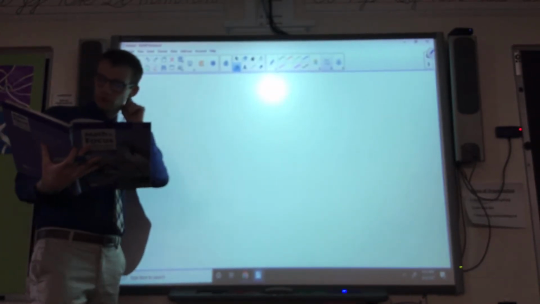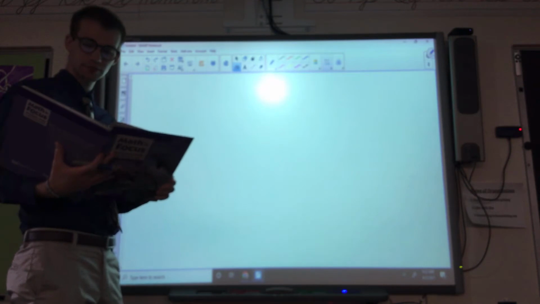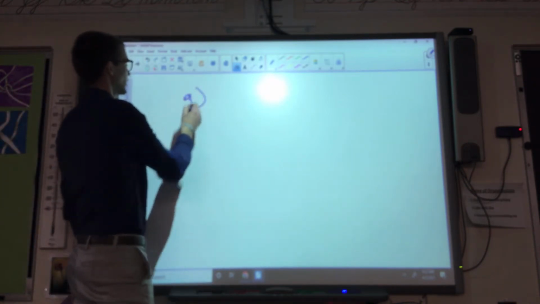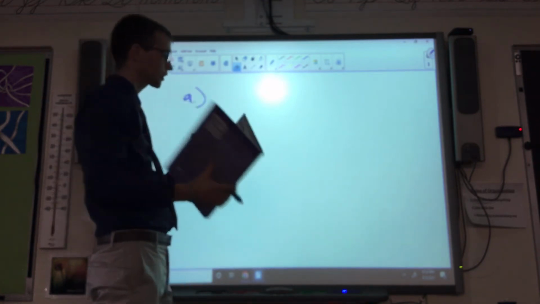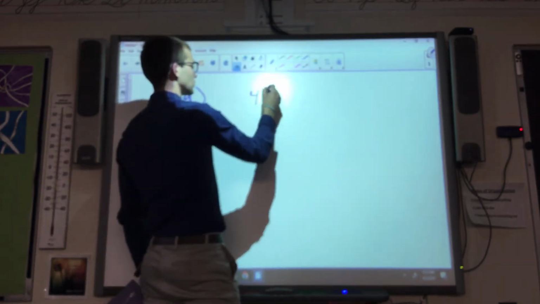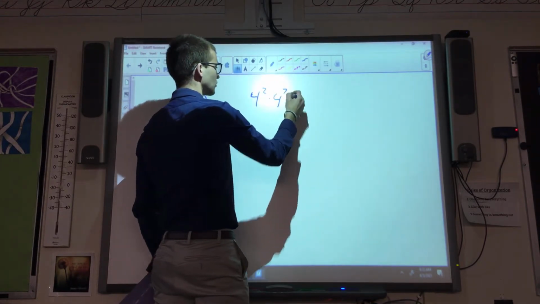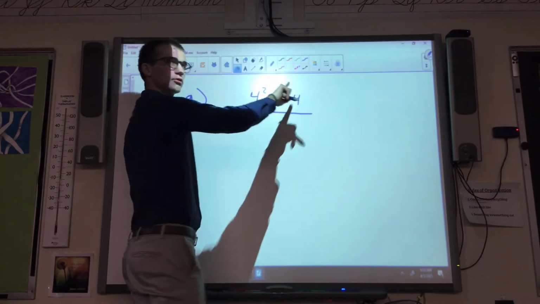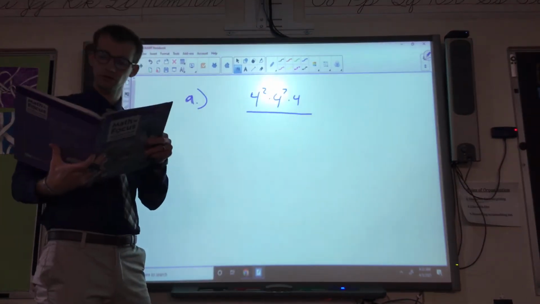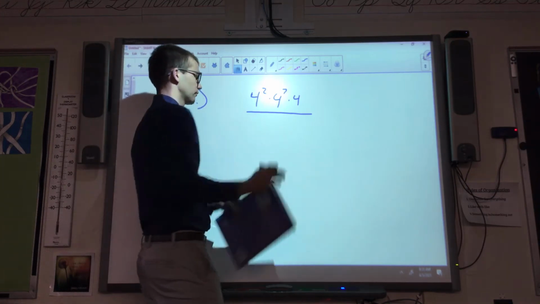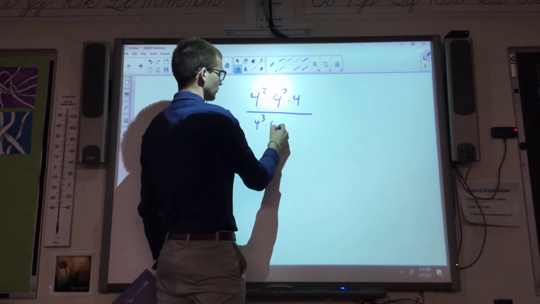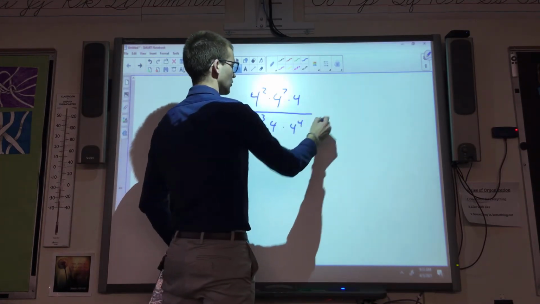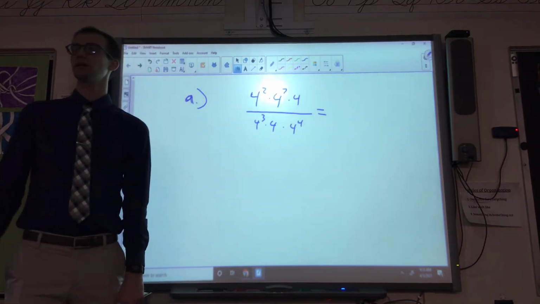Alright, so page 21, multiply and divide expressions in exponential notation. Example 13, number A there: 4 to the second, 4 to the seventh, 4 times 4. If it's got nothing up there, then it's 4 to what power? The first. 4 to the third, 4 to the third times 4 times 4 to the fourth. What's the first step that you would take in simplifying that?